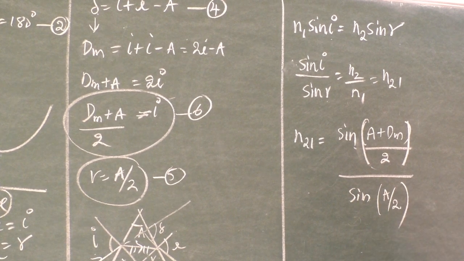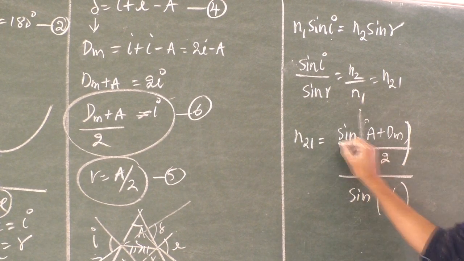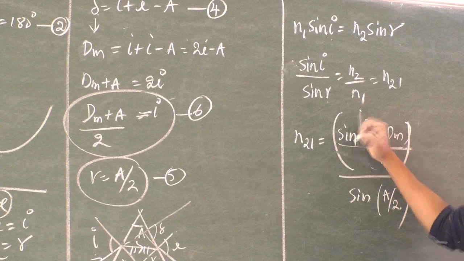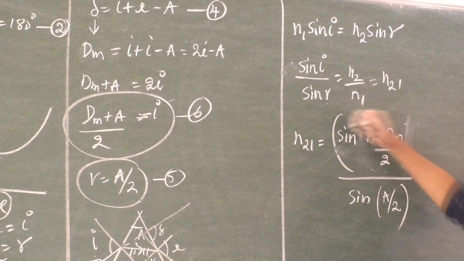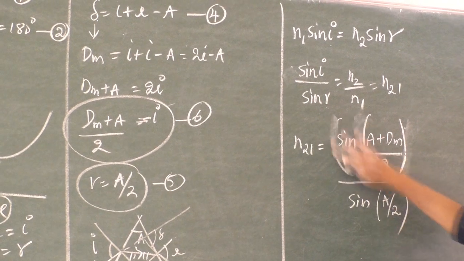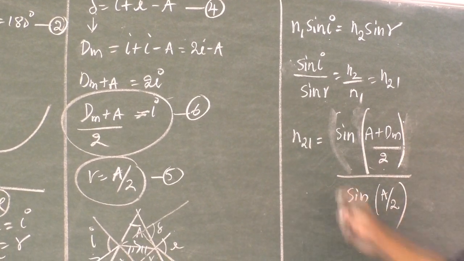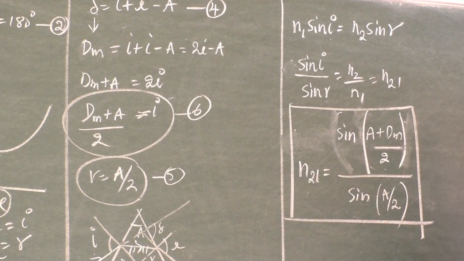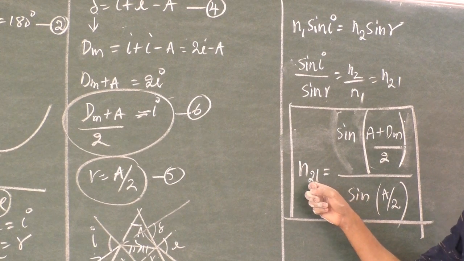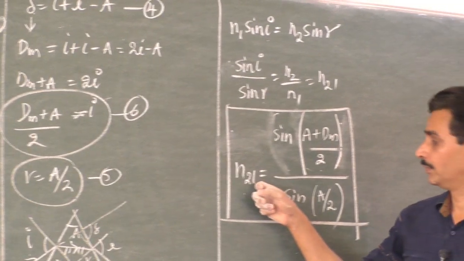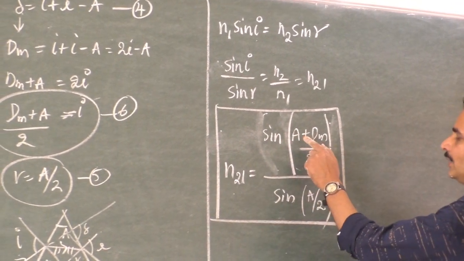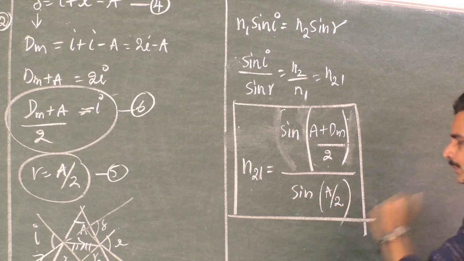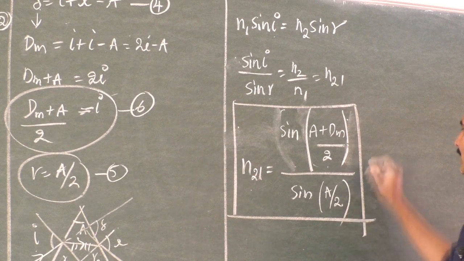While writing this, it should be very important. It is not sine A plus dm by 2. It is not like this. You are not dividing sine theta by 2. It is sine of theta by 2. It is sine of (A plus dm) by 2 and sine of A by 2. Okay? So, this is the derivation that you are expecting. So, the refractive index of the prism with respect to the surrounding medium is equal to sine of the angle of the prism plus angle of minimum deviation by 2, divided by sine of the angle of the prism by 2. So, sine (A plus dm) by 2 by sine A by 2.